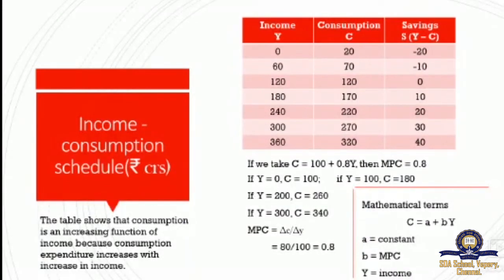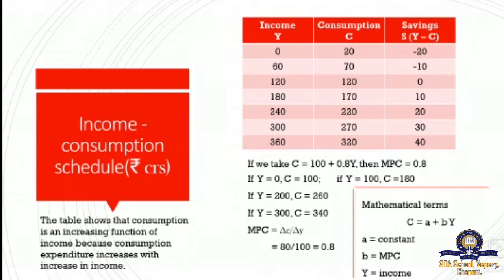Now we'll see the income consumption schedule. Income is given as Y, consumption is given as C, saving is given as S. How to calculate saving? The difference between income and the consumption is saving. Saving formula is Y minus C. Look at the schedule. 0 is the income, consumption is 20. There is no income at all for a person, but he is consuming 20 rupees. How is it possible? It is because of borrowing. They borrowed from others and they are spending it. So the saving is minus 20.